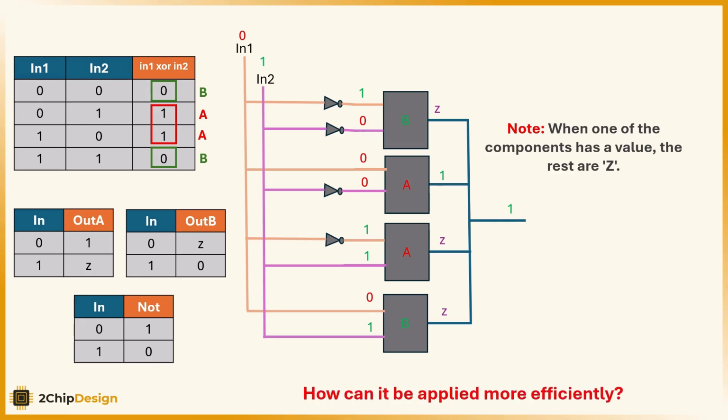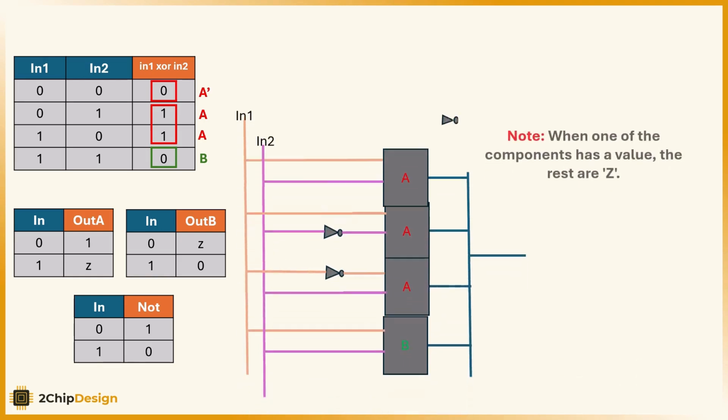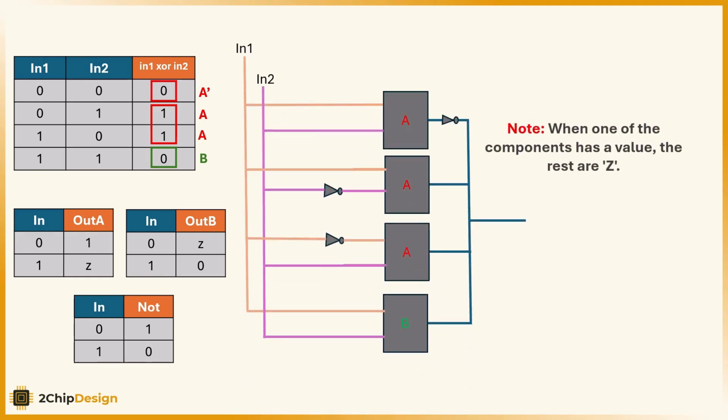But wait, is there a way to make this even more efficient? Absolutely yes. Instead of placing two NOT gates at the input to component B to get 0, 0, we can just feed 0, 0 into component A and invert the output at the end. This simplifies the design and reduces component usage.